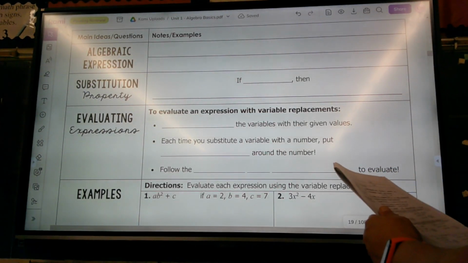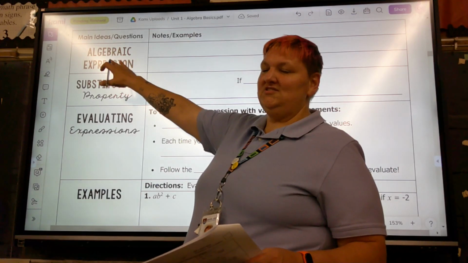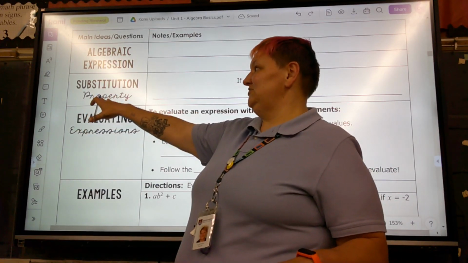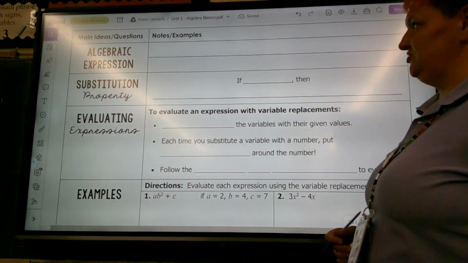Moving into Unit 1.4, algebraic expressions, using substitution property, and how we evaluate using substitution property.